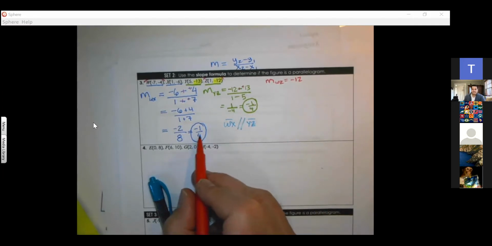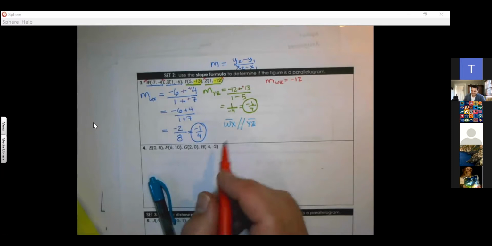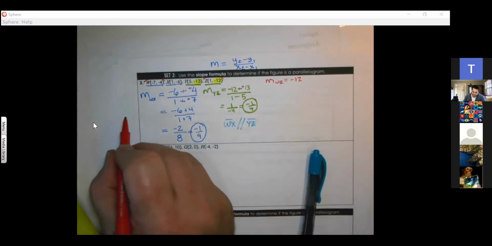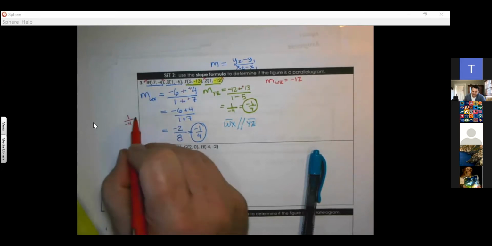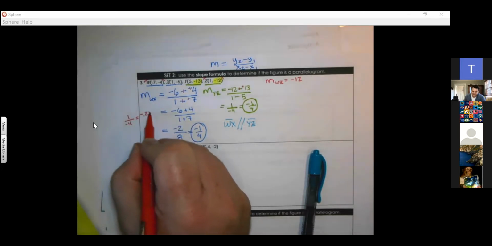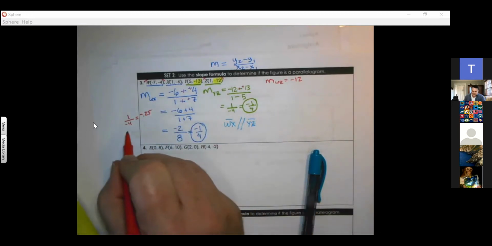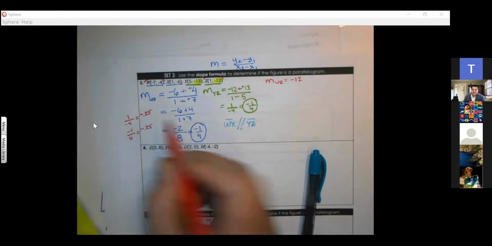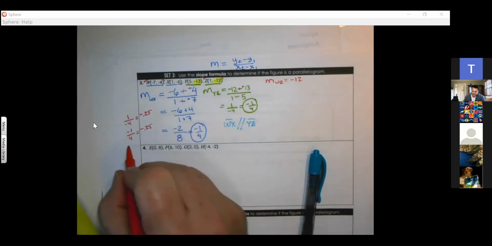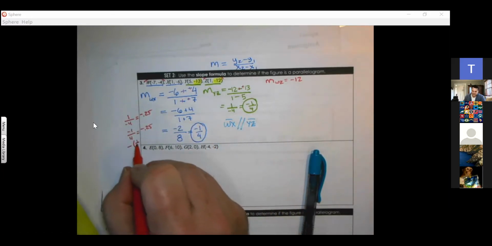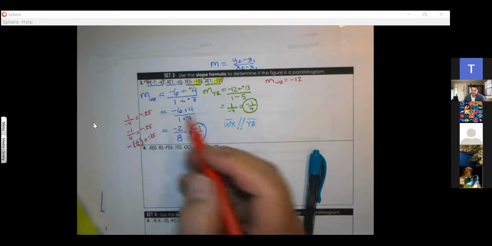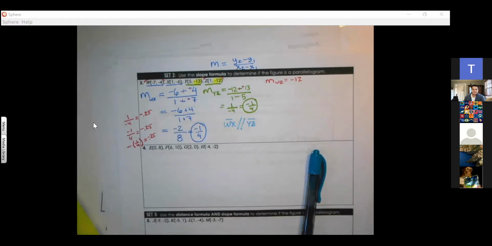But does that matter, though? Would that change anything? Good question. If I were to do positive 1 divided by negative 4 on a calculator, I'd get negative 0.25. If I do negative 1 divided by positive 4, I'd also get negative 0.25. If I were to put a negative out in front of 1 over 4, I would also get negative 0.25. Those are all the same.